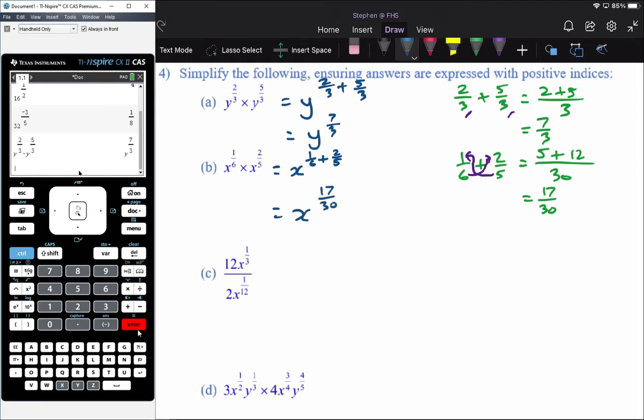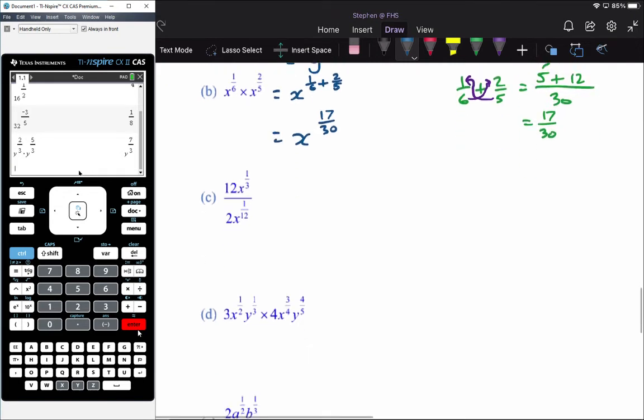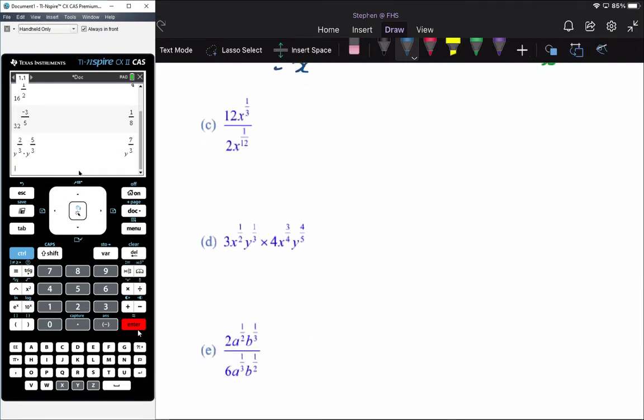Okay, so with questions like this, it's always good to have some working out space on the side so you can do these fractional calculations, because it's pretty hard to do them in your head. Right, moving on to part C.